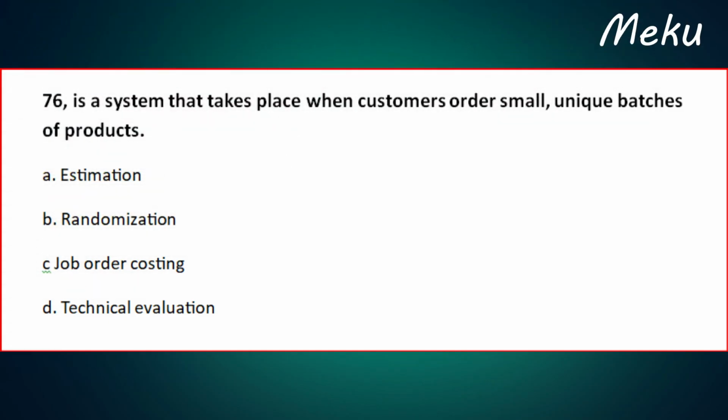76. Is a system that takes place when customers order small, unique batches of products. A. Estimation, B. Randomization, C. Job order costing, D. Technical evaluation.